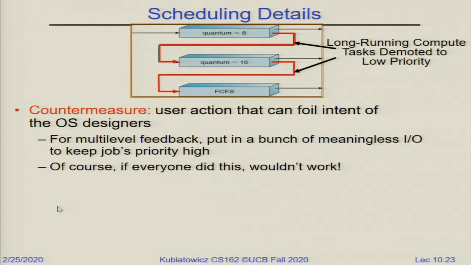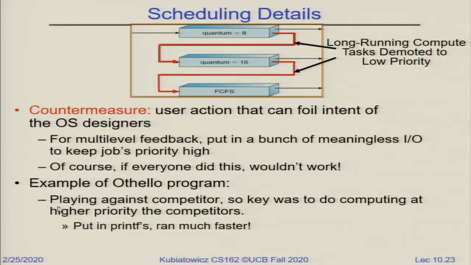An interesting thing about this, though, is if you know your scheduler is operating this way, you could start being malicious and put countermeasures in, right? So, for instance, what's a user action that can foil the intent of the OS designer? Well, for multi-level feedback, you put in a bunch of meaningless I/O. Printf, printf, printf. What does that do? It gives you a short burst length, and you rise up and get more CPU. So all the downtrodden tasks at the low part rise up to get more CPU.